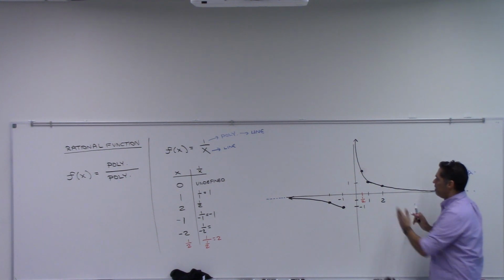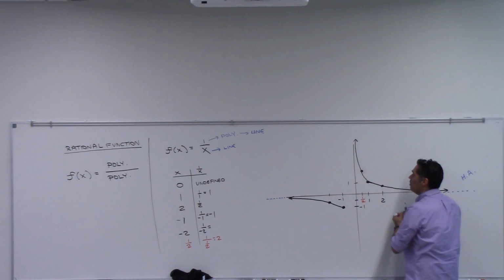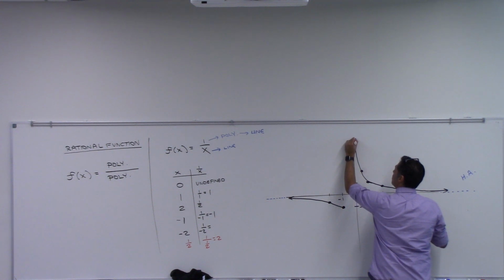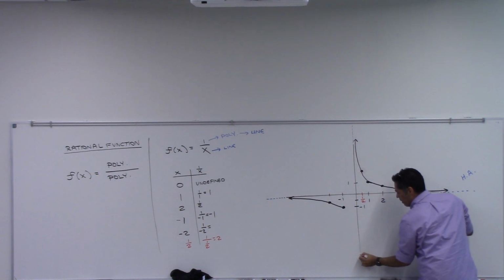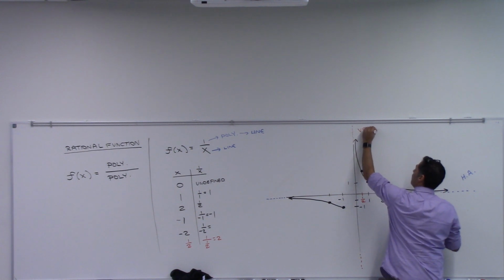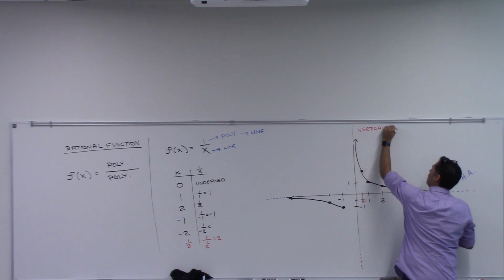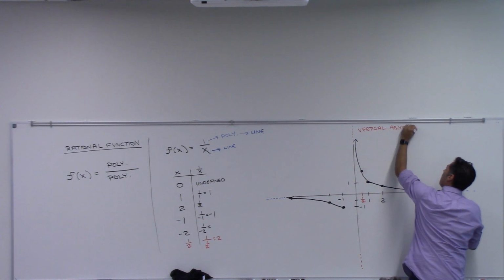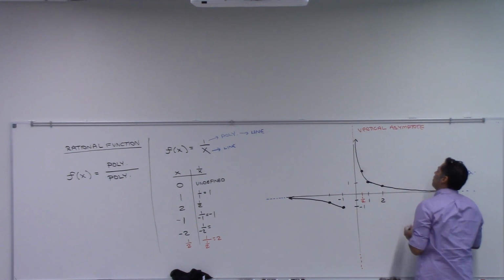But you can never actually have anything at 0. So what we put here is a vertical dotted line like this that goes up through here, and we call this a vertical asymptote.